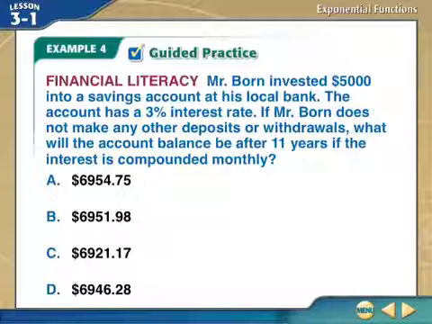In example 4 guided practice, we are still dealing with the issue of financial literacy. This time, Mr. Bourne is investing $5,000 into a savings account at his local bank. The account has a 3% interest rate. If Mr. Bourne does not make any other deposits or withdrawals, what will the account balance be after 11 years if the interest is compounded monthly?